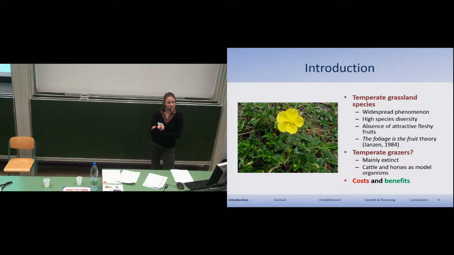So what about temperate grazers? Most of our natural temperate grazers are extinct. So in this research, I used cattle and horses as model organisms because these animals are also commonly introduced in nature management. And so it's very important to know what their dispersal potentials are. So I will talk in terms of costs and benefits to quantify this process.